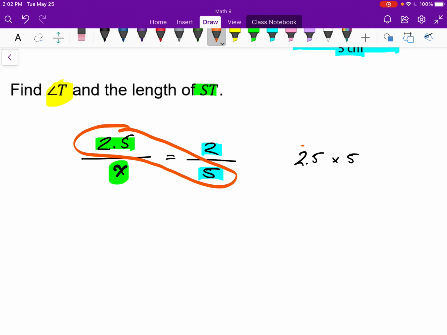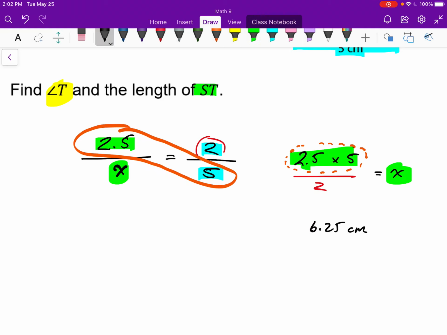And then I just take that and I divide by the one value I haven't used yet, which is the 2. And this will tell me the value of X. Always. And there's other approaches as well, but in this case, when we have these ratios set up, it's quite nice like this. And so when I go 2.5 times 5, I get 12.5. Divide by 2, I get 6.25. So that X is 6.25 centimeters.